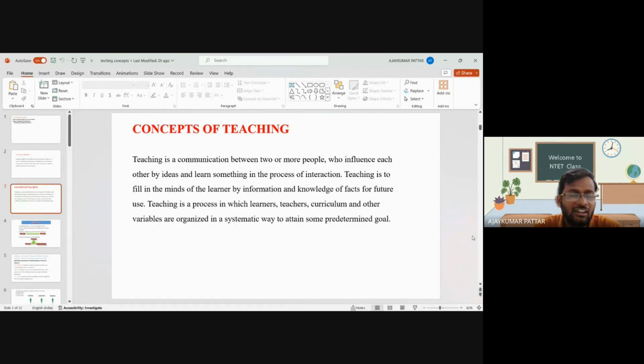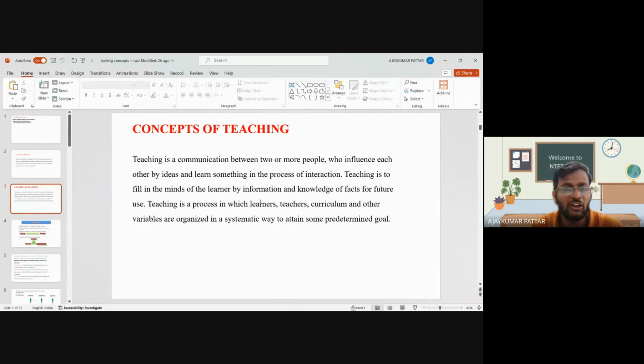So now I will tell you what teaching is. Teaching is a communication between two or more people who influence each other by ideas and learn something in the process of interaction. Teaching is to fill the minds of the learners with information and knowledge of facts for future use. Teaching is a process in which learners, teachers, curriculum, and other variables are organized in a systematic way to attain some predetermined goal.